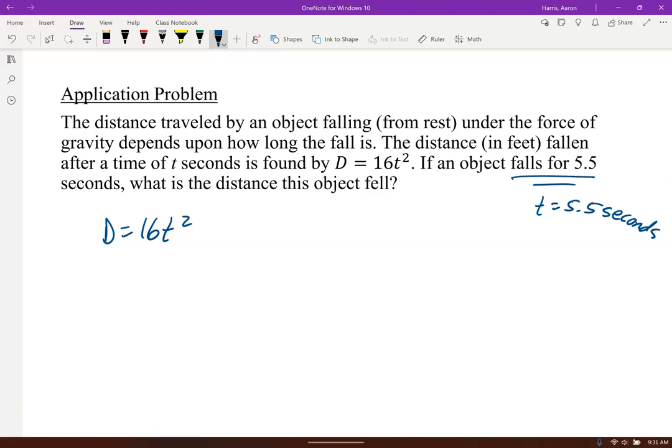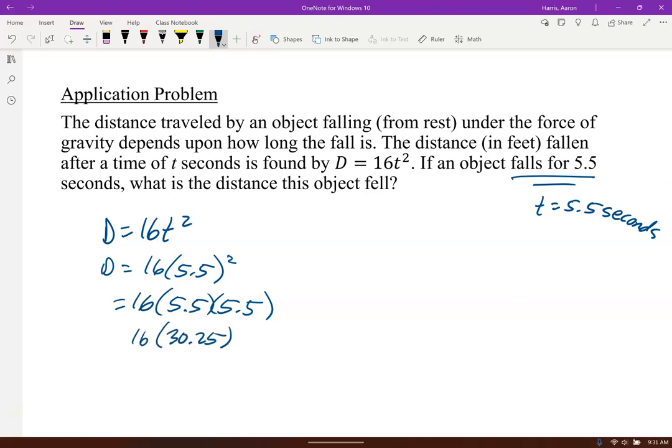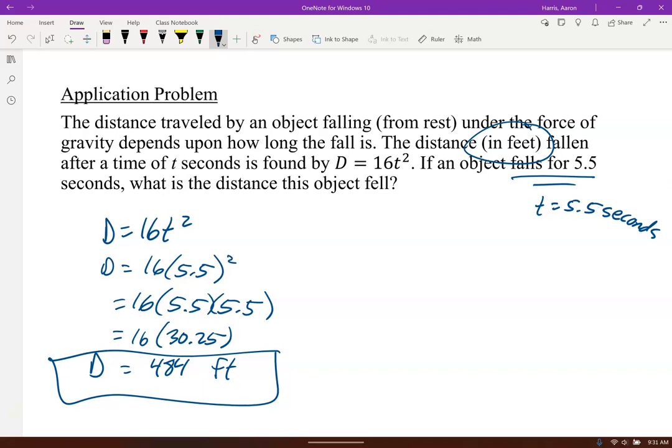What's the distance? Well, let's plug it in. 16 times 5.5 squared. So I got 16, 5.5 times another 5.5. So I go ahead and punch in my calculator, 5.5 times 5.5, and you get 30.25. Then multiply that by 16, and you get 484. That's the distance in feet, I should say. So this is in feet. An object falls after 5.5 seconds. It's fallen 484 feet. Let's do another one here.